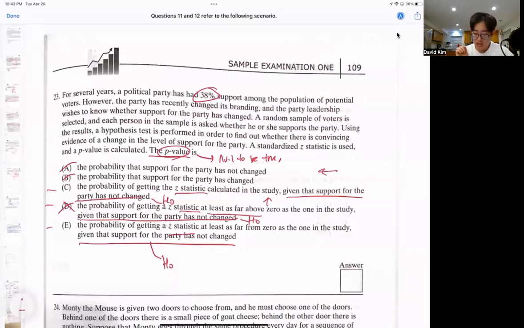So the probability of getting a Z statistic at least as far from 0, E is a better choice than C. Yes, it's calculated in the study, but the way that we better phrase it is how extreme of a value we can get from the mean. So the better way to phrase number 23's answer is E. And checking the answer choice, yep, that should be E from here.